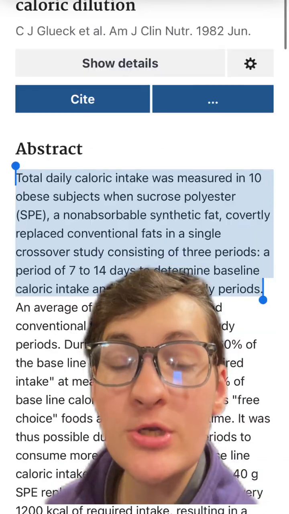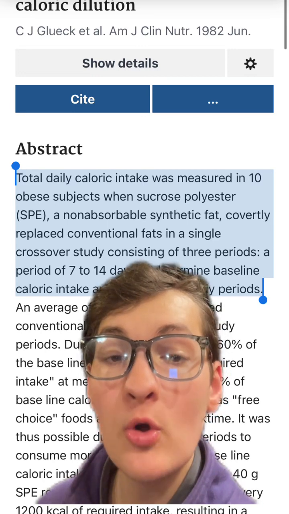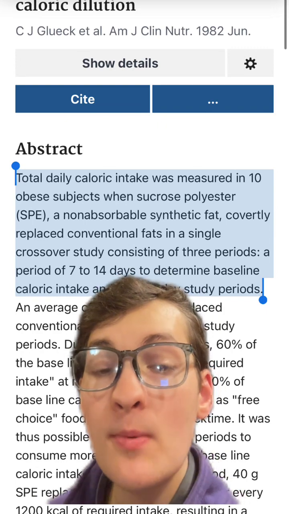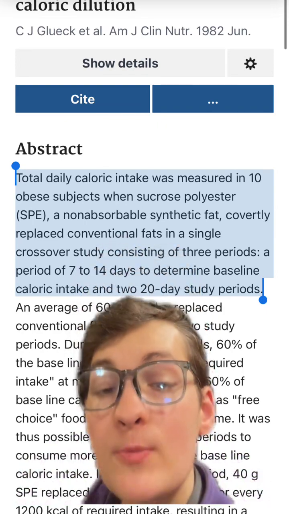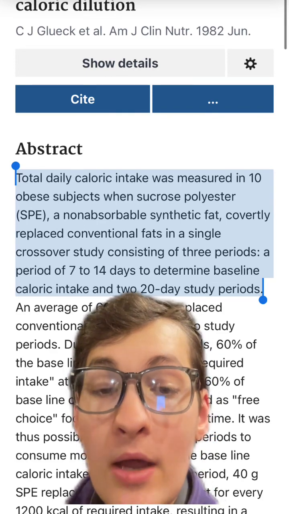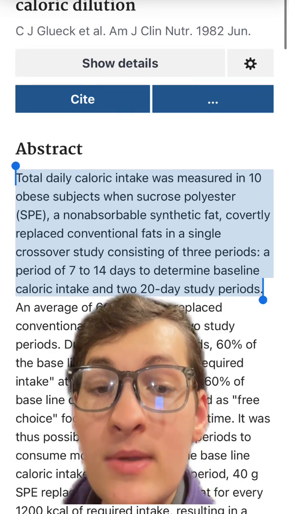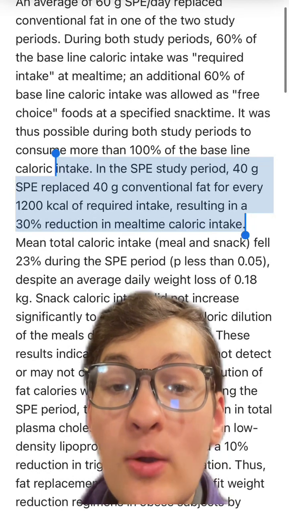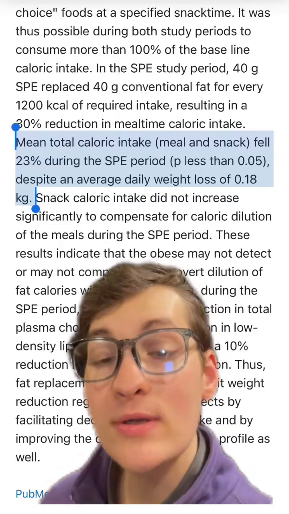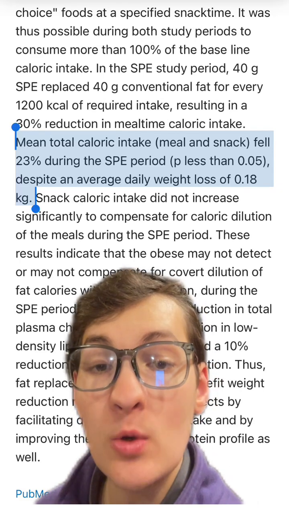One experiment gave participants a normal meal or a meal in which they replaced the normal fat that they were using with a non-absorbable synthetic fat. Essentially, the participants were eating the same exact meal, but one group was simply unable to actually absorb the fat from that meal. They found that this resulted in about a 30% reduction in mealtime caloric intake and a 23% reduction in daily caloric intake.